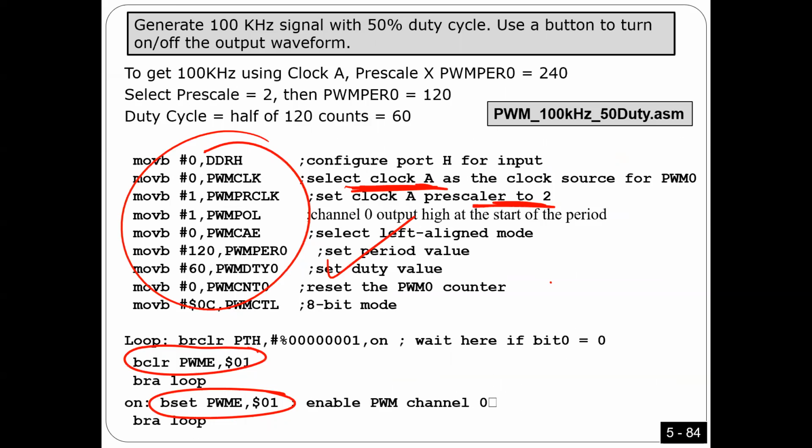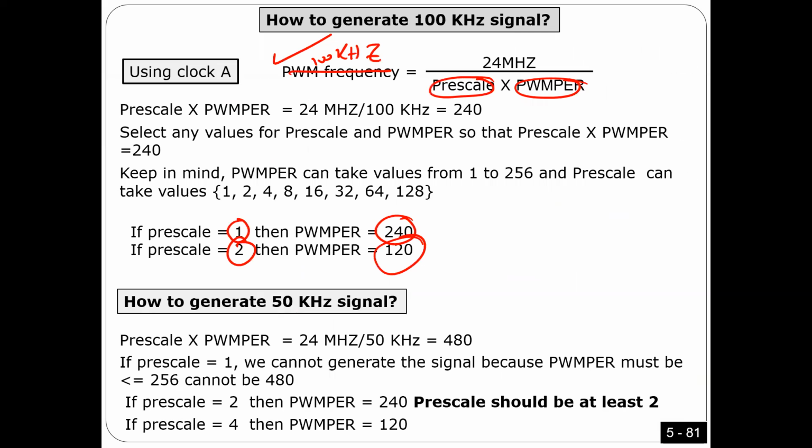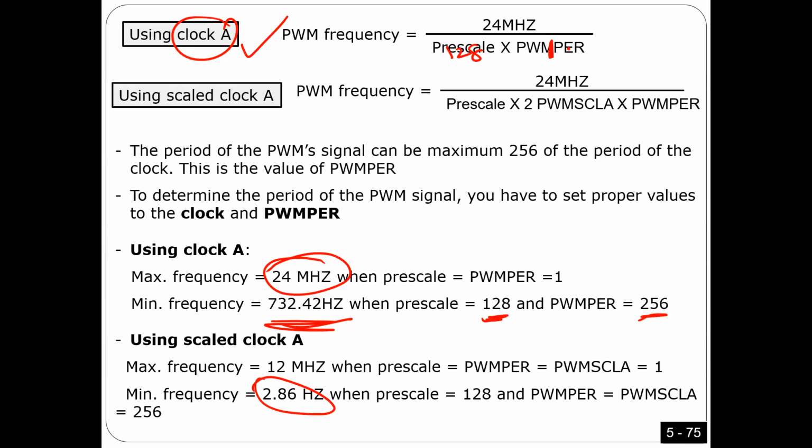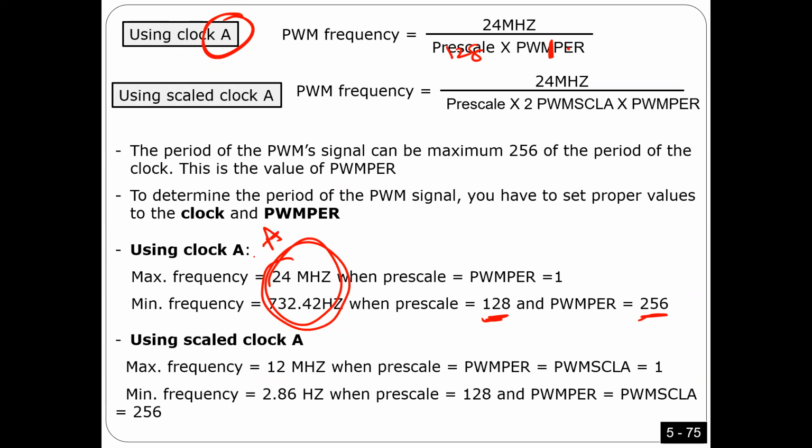Look here. I told you if you use, let me go back here, no, back more. Yeah, look here, guys. If I use clock A, so this is the range of frequencies I can generate using clock A. Is that okay? If you use scaled A, this is the range of frequencies I can use.